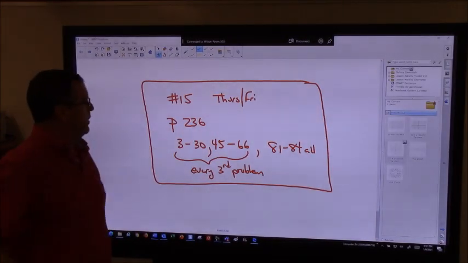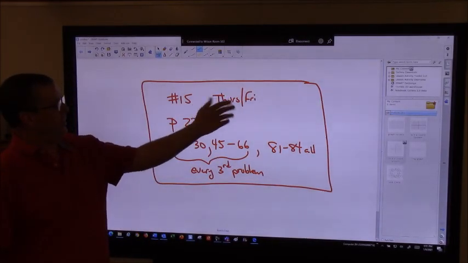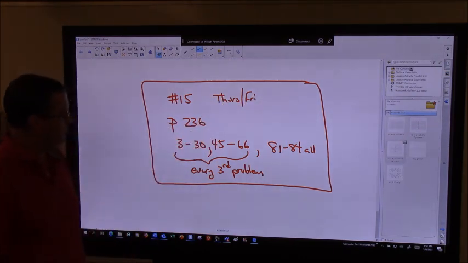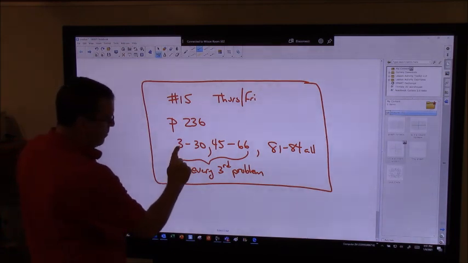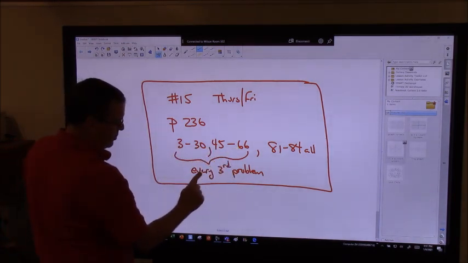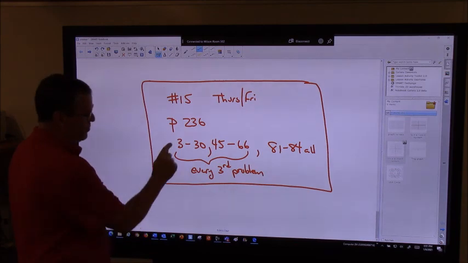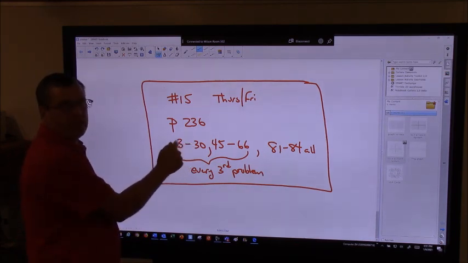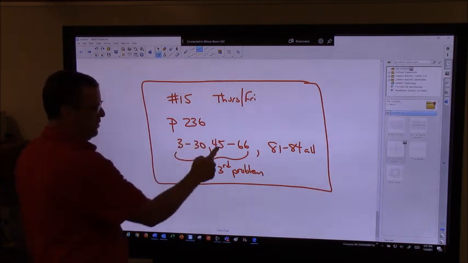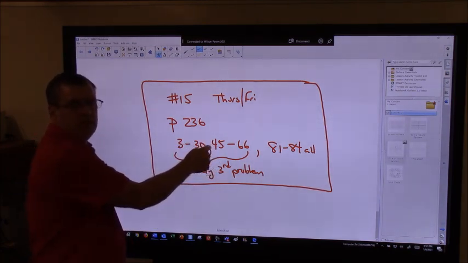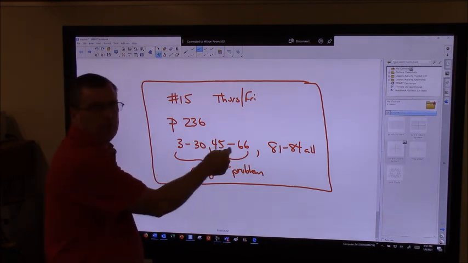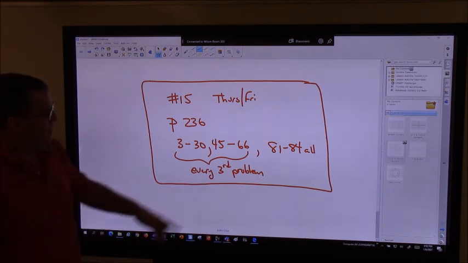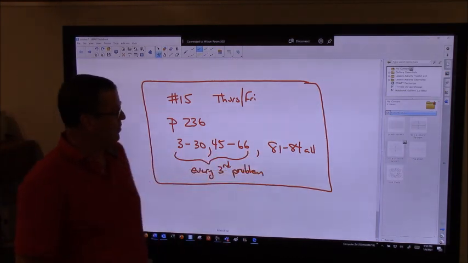Let me get you guys a homework assignment. We're working on number 15. This is our Thursday-Friday segment, depending if you're third or fourth and sixth. We're on page 236. This part right here, 3 to 30 and 45 to 66, what we're doing is every third problem. So we're going to do 3, 6, 9, 12, 15. We're going to count by threes until we get to 30. And then we'll jump up to 45. We'll hit 48, 51, 54, every third problem. And then here, 81 to 84, we'll do all four of those.